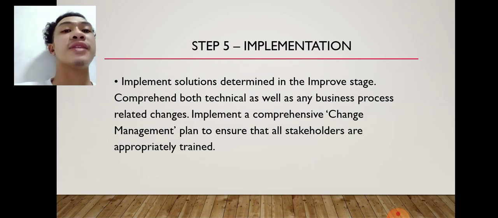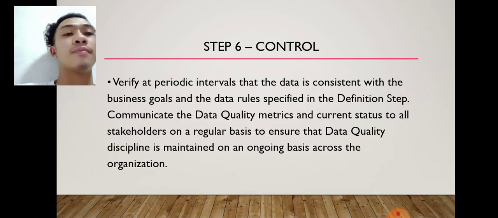So step 5, implementation. Implement the solution determined in the improve stage. Cover both technical as well as business process related changes. Implement a comprehensive change management plan to ensure that all stakeholders are appropriately trained.